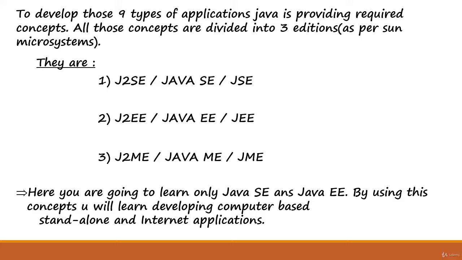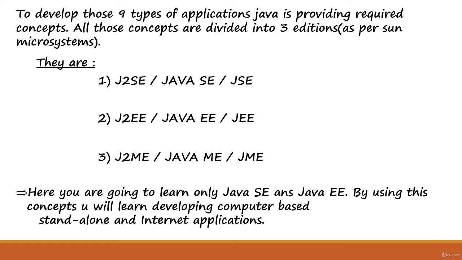So these are the three editions given by Sun Microsystems. Mainly Java SE is for standalone applications. Java SE contains concepts, syntax, APIs related to core Java concepts. Java EE is nothing but Java Enterprise Edition. Enterprise Edition is for developing technologies. Java EE contains rules and guidelines to develop technologies and server software.